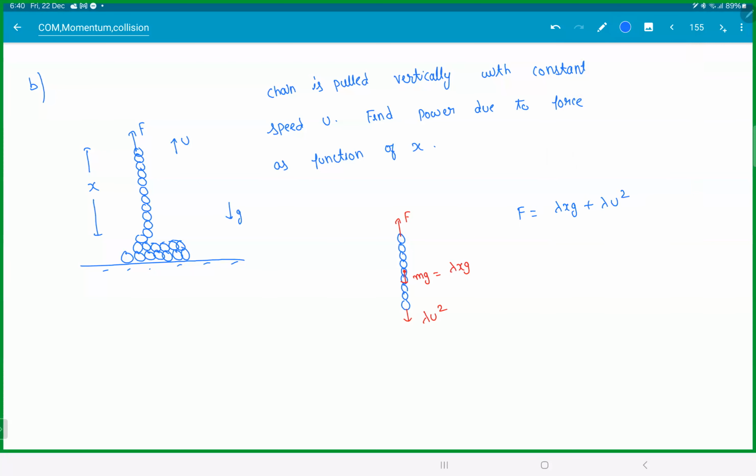So there are two components of the force. One is to balance the weight, since you're pulling with constant speed, so it does not accelerate. And one is the force due to the heap. Power is F into v, so lambda xgu plus lambda u cube. Check it out. Easy. The main thing is that you should know the lambda u square part.